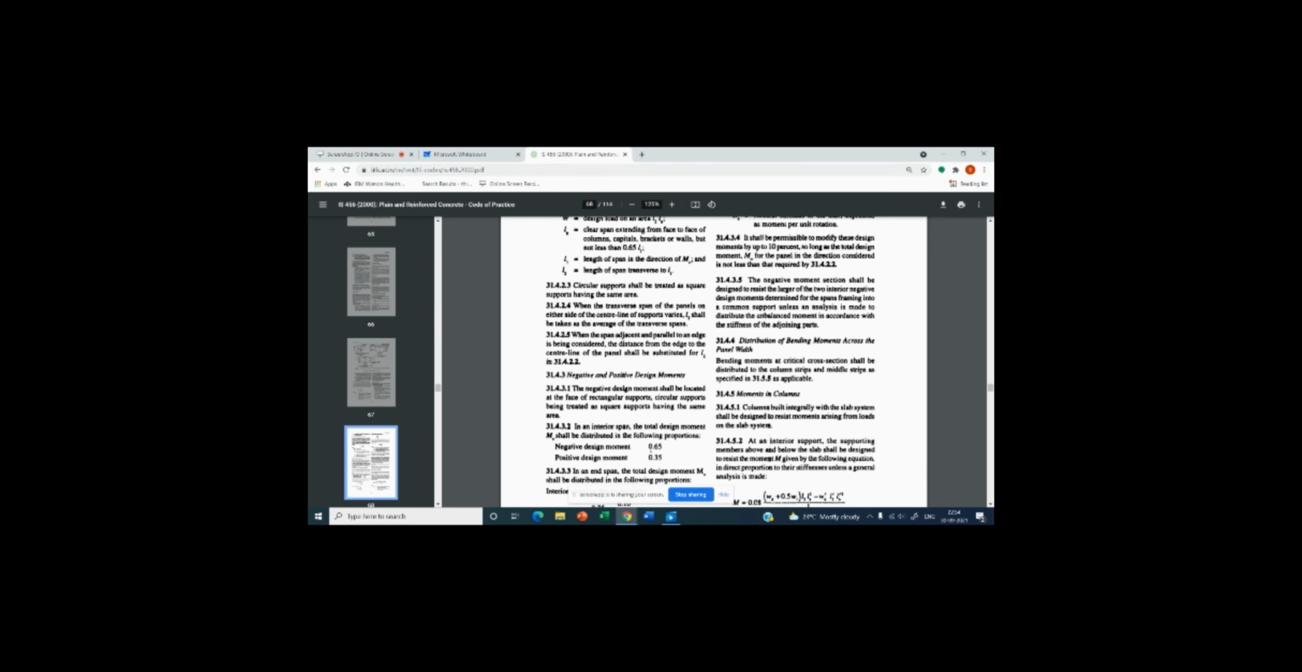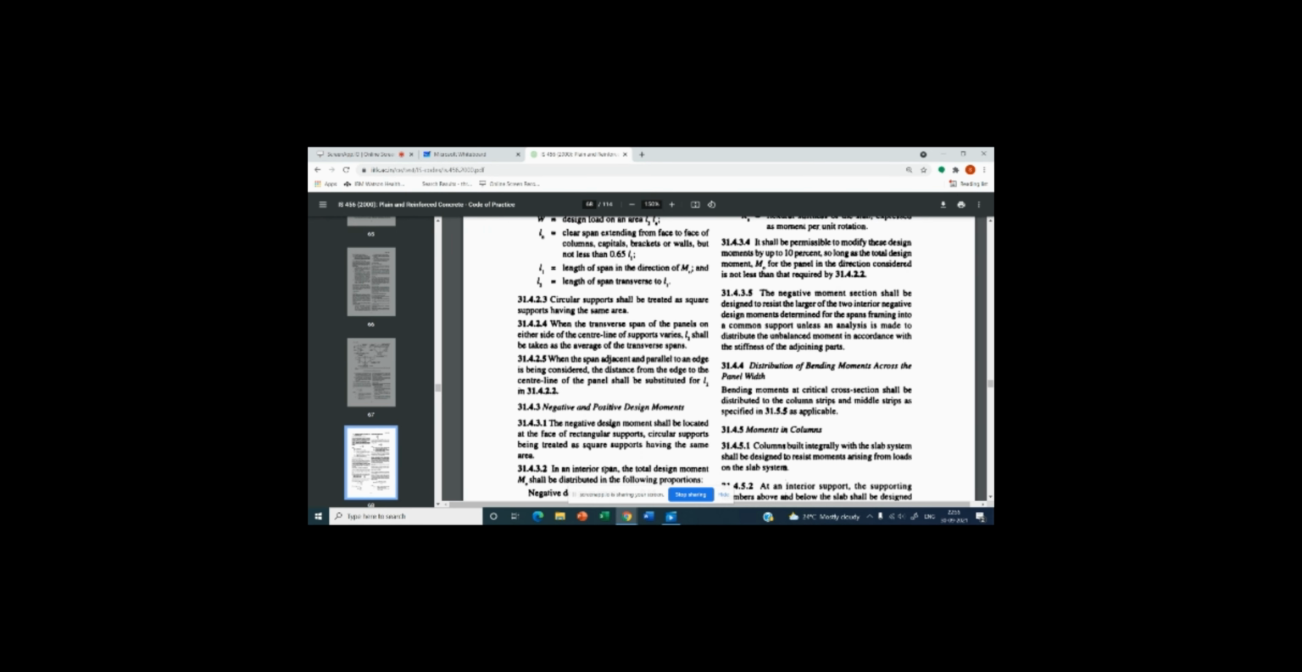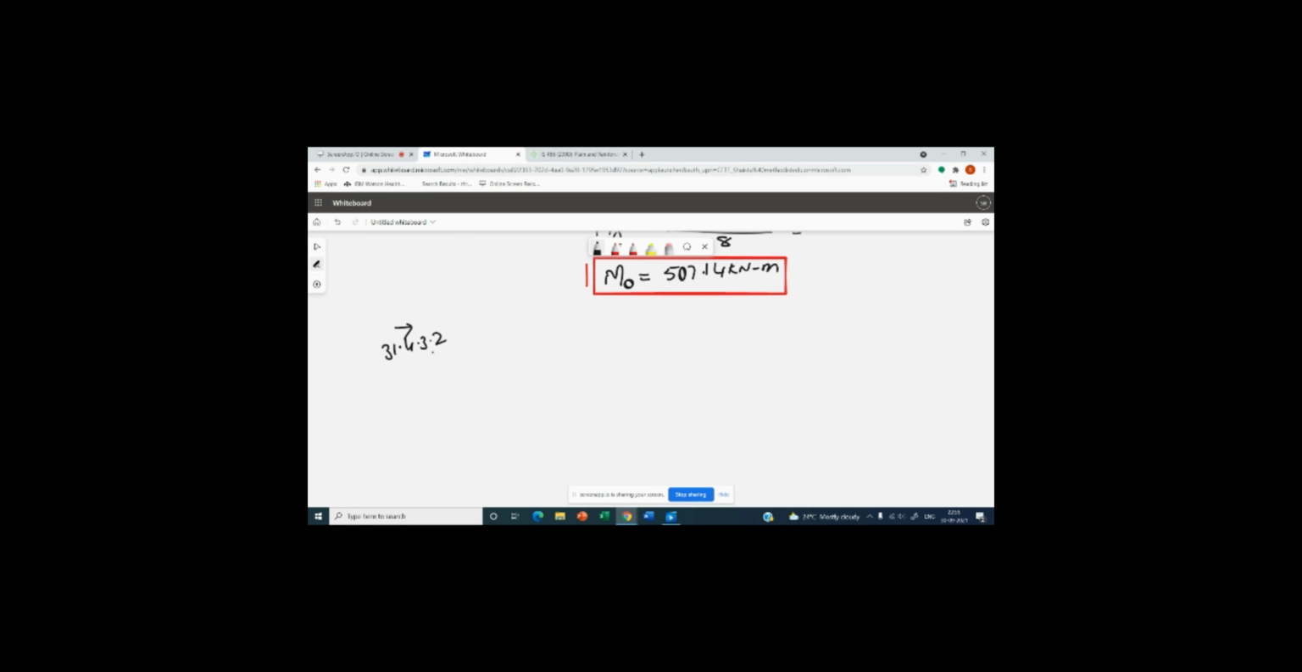You can see here, negative design moment will be 0.65 times the total bending moment, and positive bending moment will be 0.35 times the total bending moment. So let us distribute that.